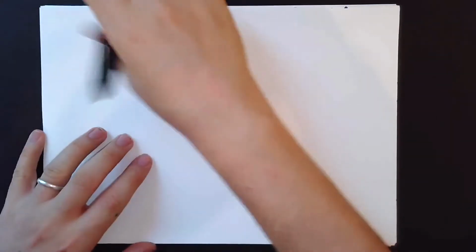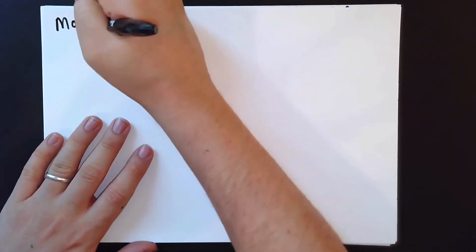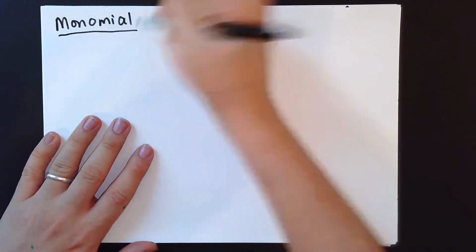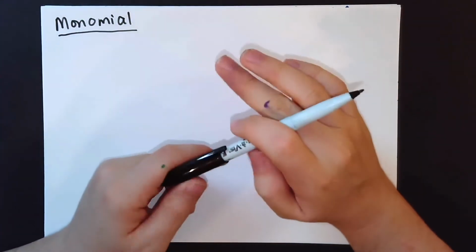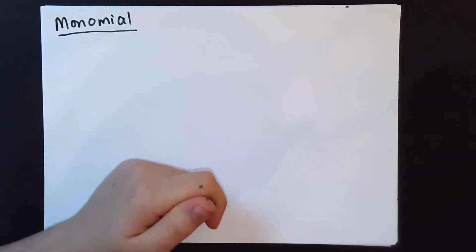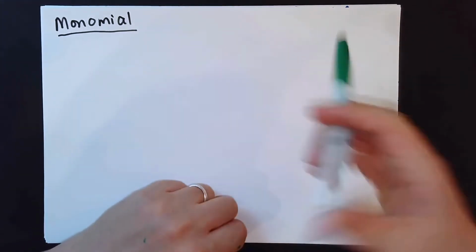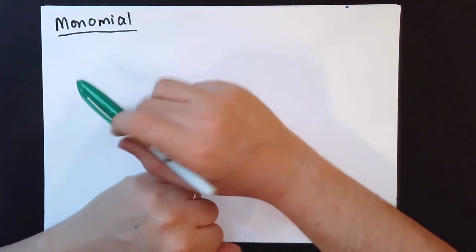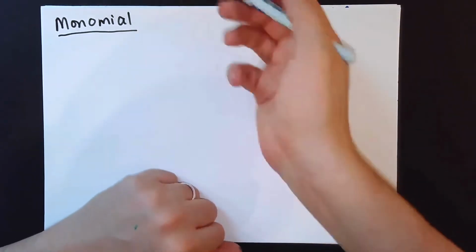I want to go over what happens with limits at infinity for monomials. So you might take a second and think, wait, what's a monomial? If you know what a polynomial is, it's a bunch of monomials added together. So a monomial is just like an x cubed or a 3x to the 7th or something like that.